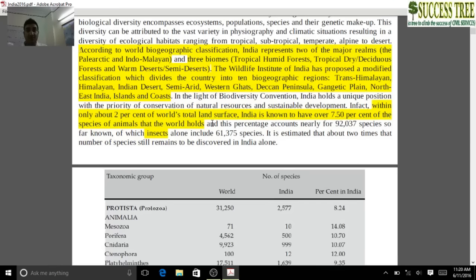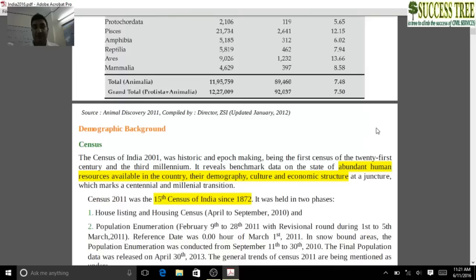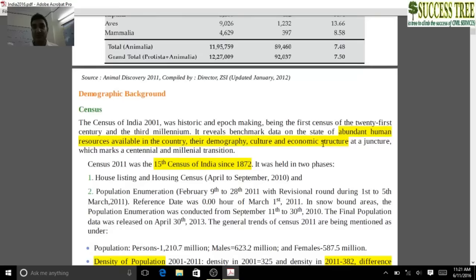Now one of the lines given there: India constitutes around 2.5% of the world's total land surface area, but it has around 7.5% of the species of animals worldwide. And the important thing is that of all the animals India has, more than 60%, around 65%, are insects. If India has 92,000 species of animals, then 61,000 are insects alone. From an environment perspective, you should remember this.